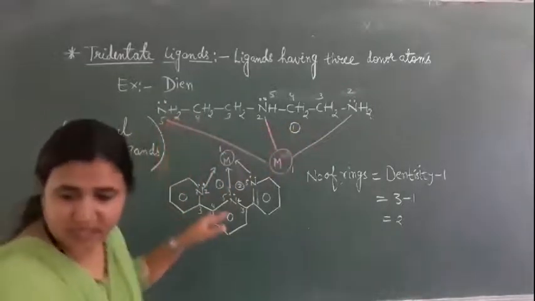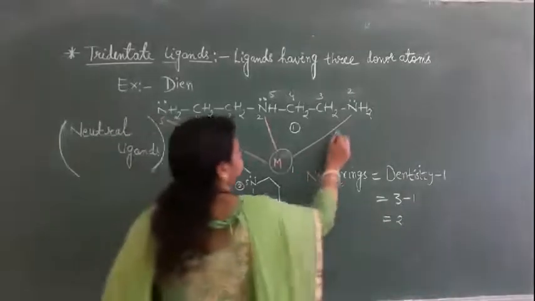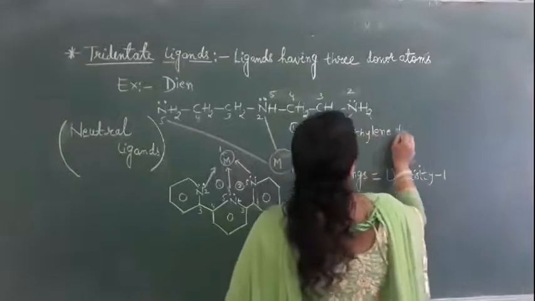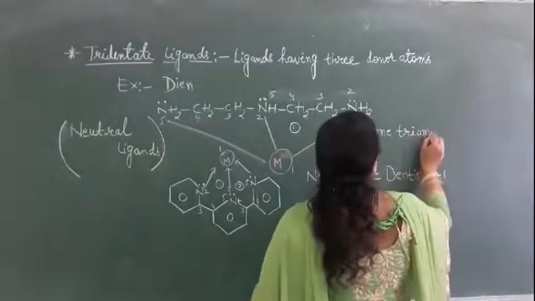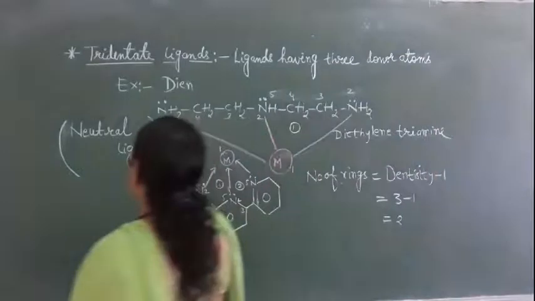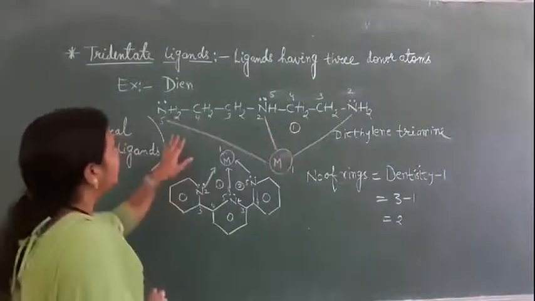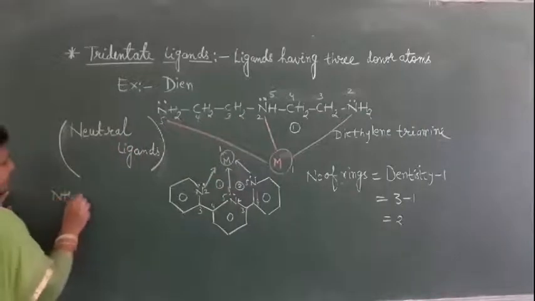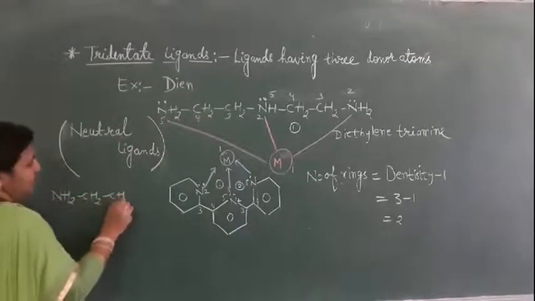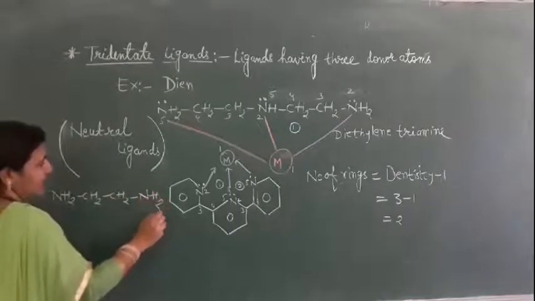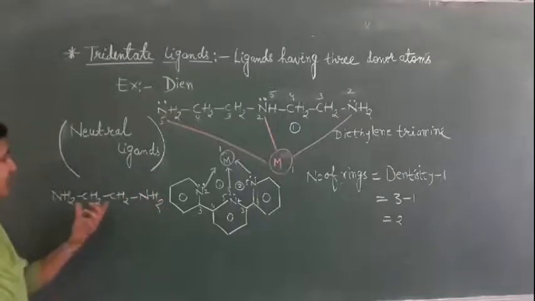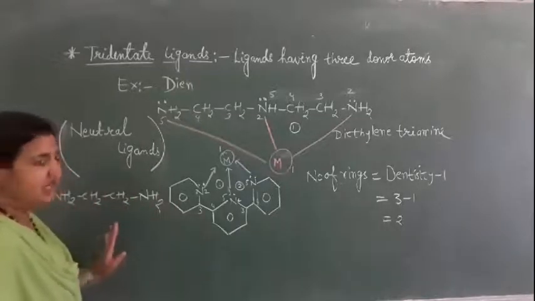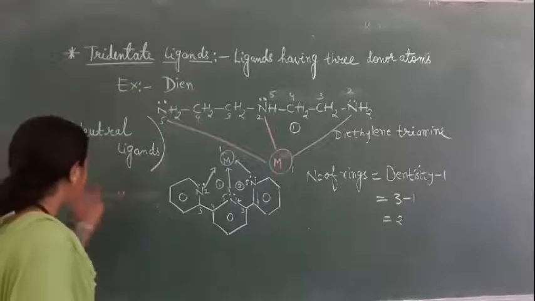What is the full name here? Diethylene triamine. So diethylene, yesterday we have seen it is ethylene diamine. The structure is NH2 CH2 CH2 NH2. This is ethylene diamine. Now in this, what you have to do is add one more ethylene here. Add one more ethylene, then we will get that one.